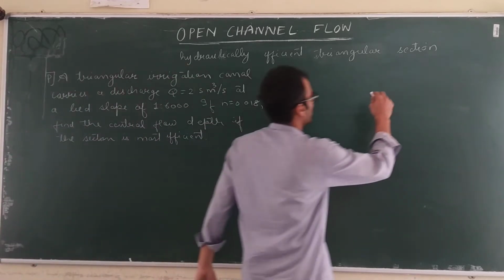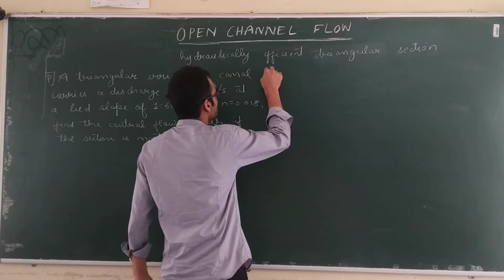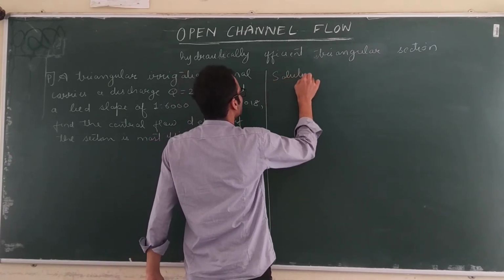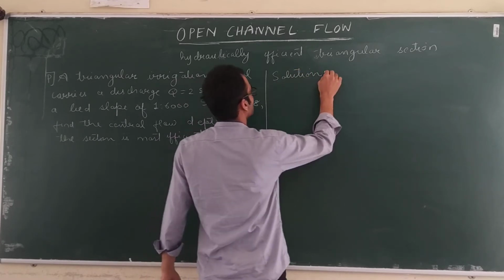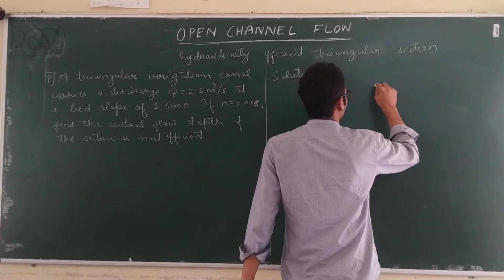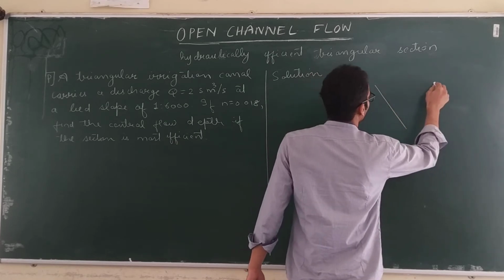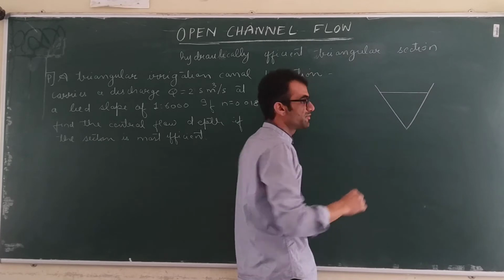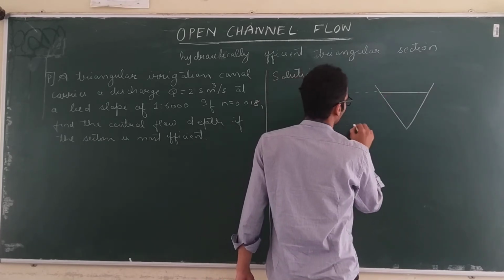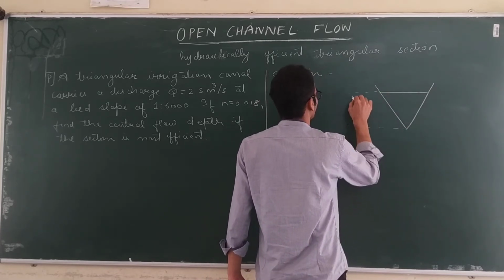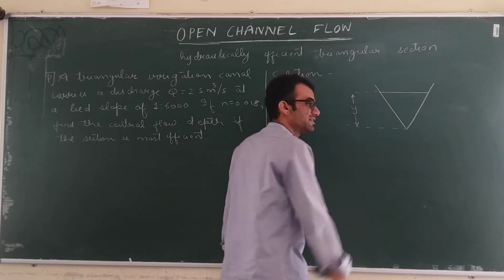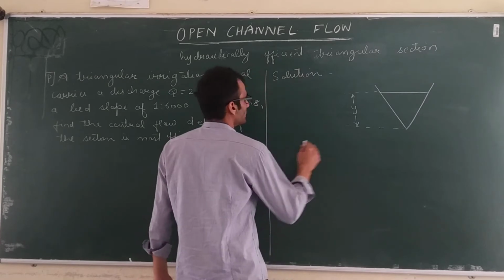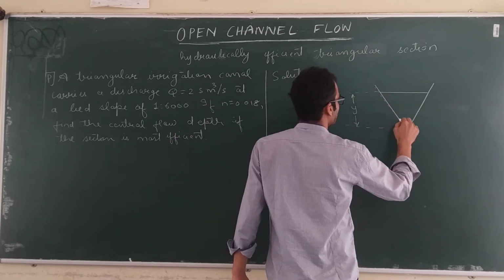So let's first draw the figure. So this is a triangular section and we need to find out the central flow depth. So we need to find out this depth. Okay, this depth we need to find out. Okay, what is given? That this section is efficient.